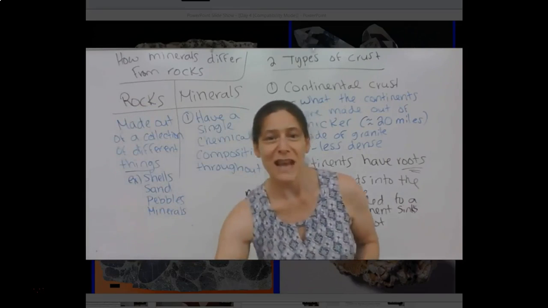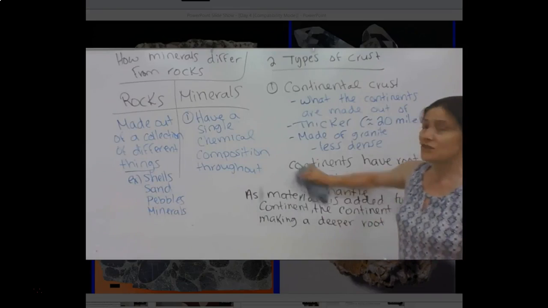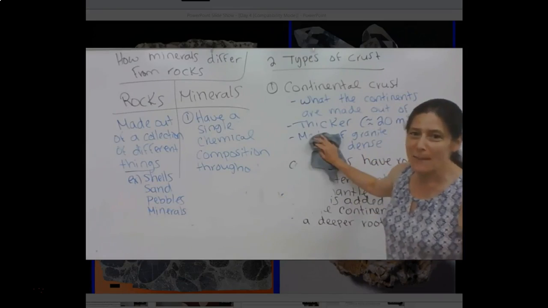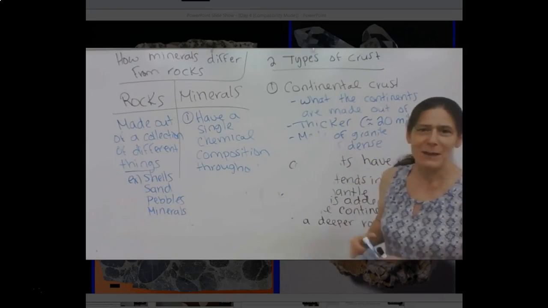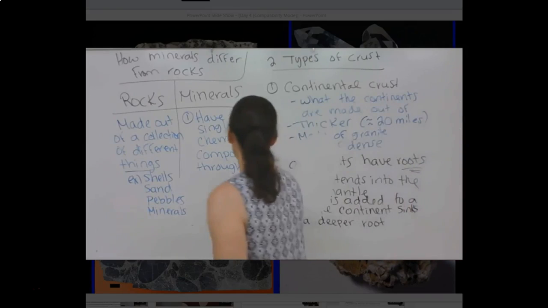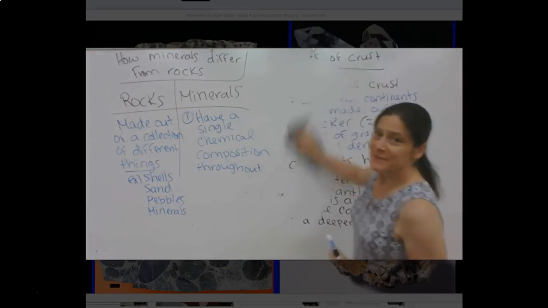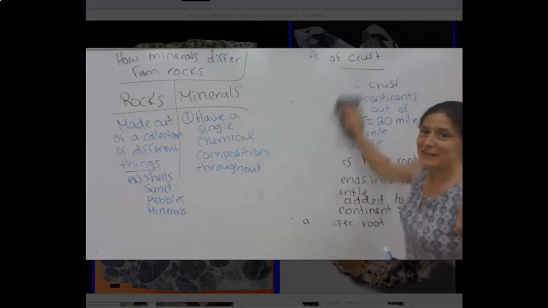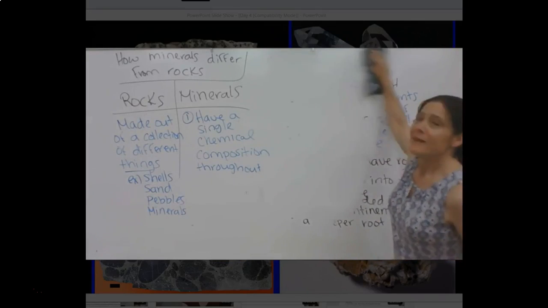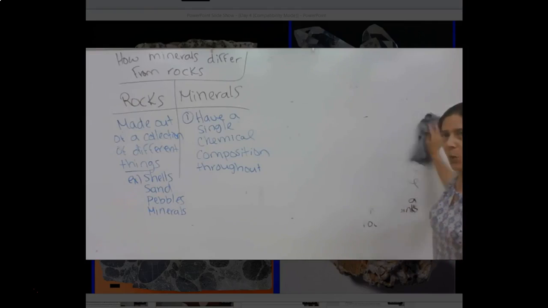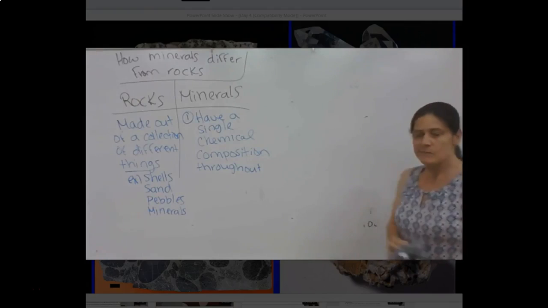So again, minerals have a single chemical composition throughout. Sorry if I turned my head away. A single chemical composition throughout. Okay, so minerals have a single chemical composition throughout. Now that's not to say that they can only be made out of one element.